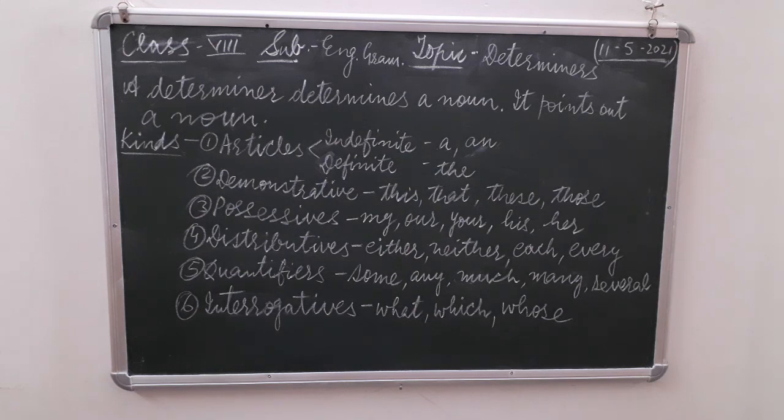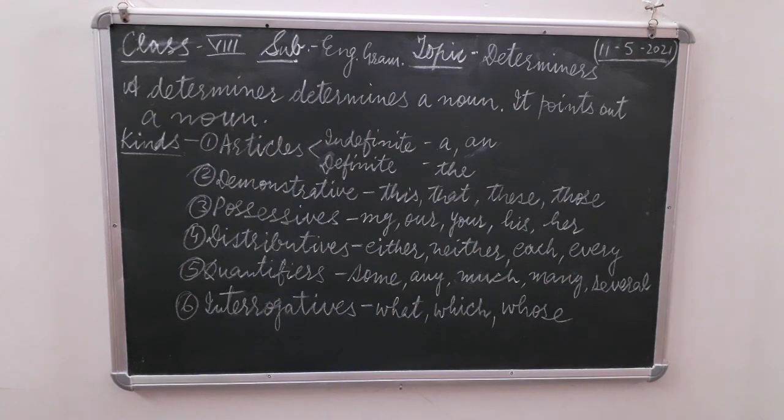Next thing is that articles are also omitted before plural nouns when they denote a class. For example, animals can be friendly. Here animals is plural, but it denotes a class.